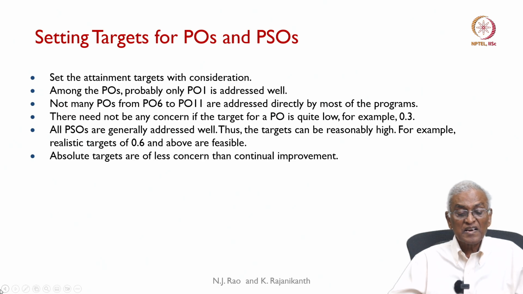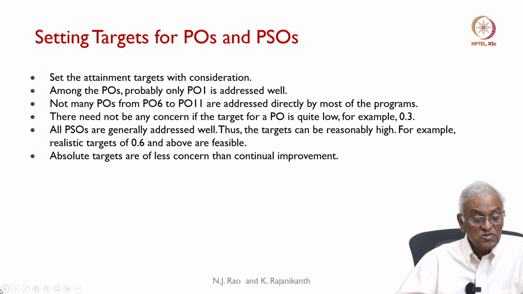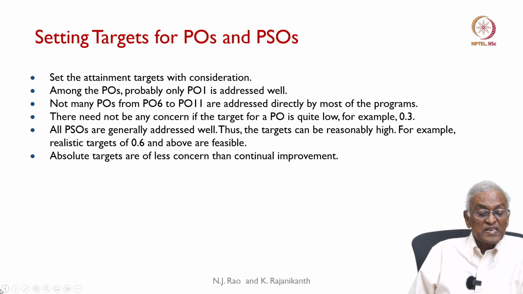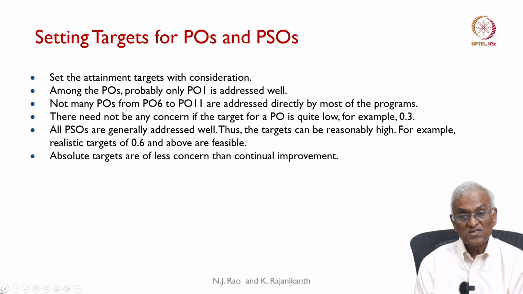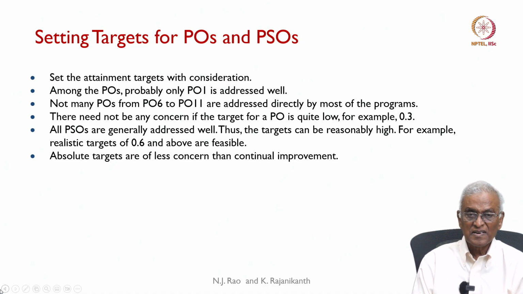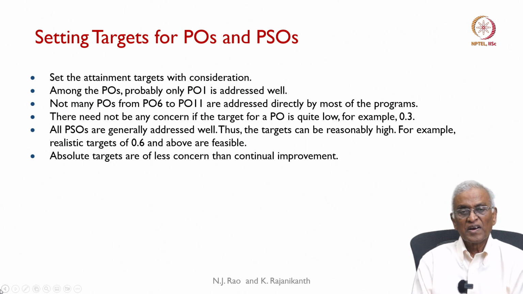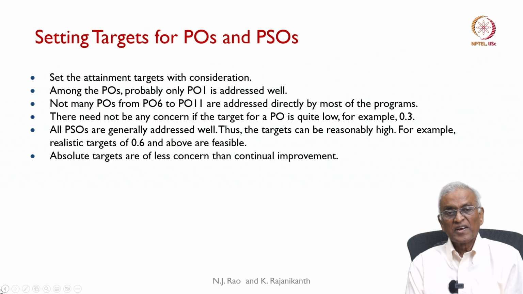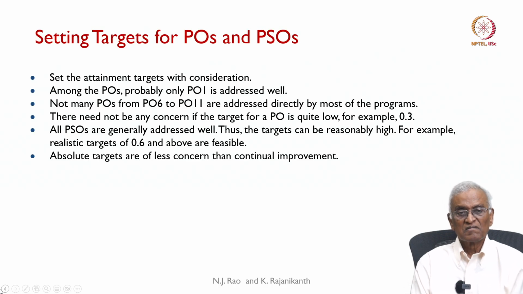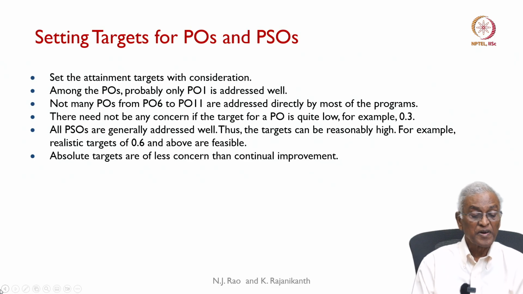And setting targets for POs and PSOs, set the attainment targets with consideration. You have to be careful, not over ambitious, not under specify. I can say I want to attain a PO of 0.1 for all POs. If you say that, you will attain that kind of calculation. It should be realistic, it should be appropriate.